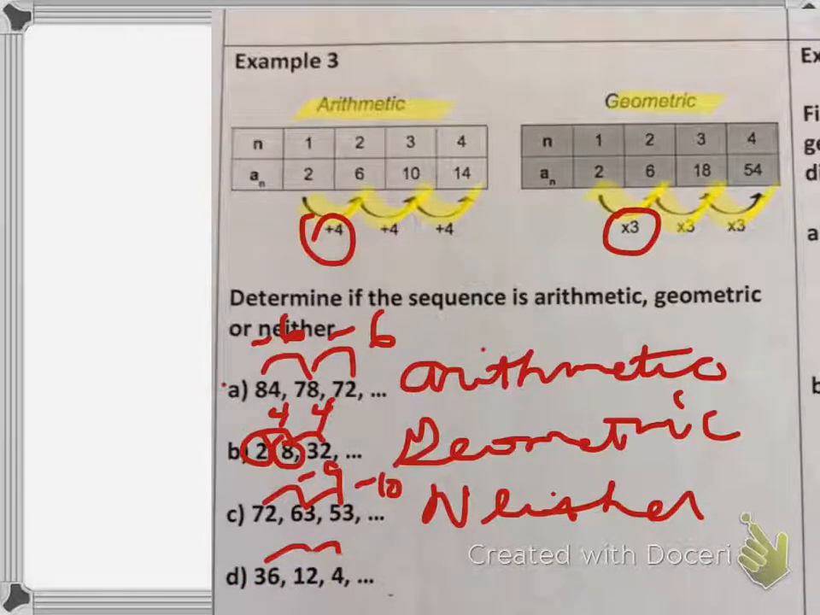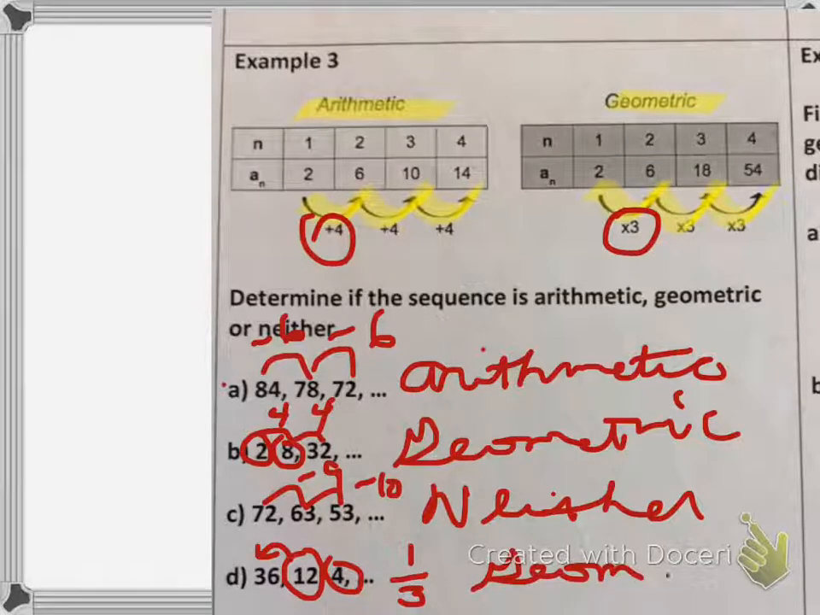Just by taking this previous number, the 12, and dividing it by the 36. So take the 12 on your calculator, divide it by 36, and your calculator is going to give you 1/3. And then do the 4 divided by the 12, it's going to give you 1/3 also. So because that number is 1/3, or it was divided by 3, but we have to write it as multiply by a number, this is geometric because I can find a number that I can multiply by for that pattern.